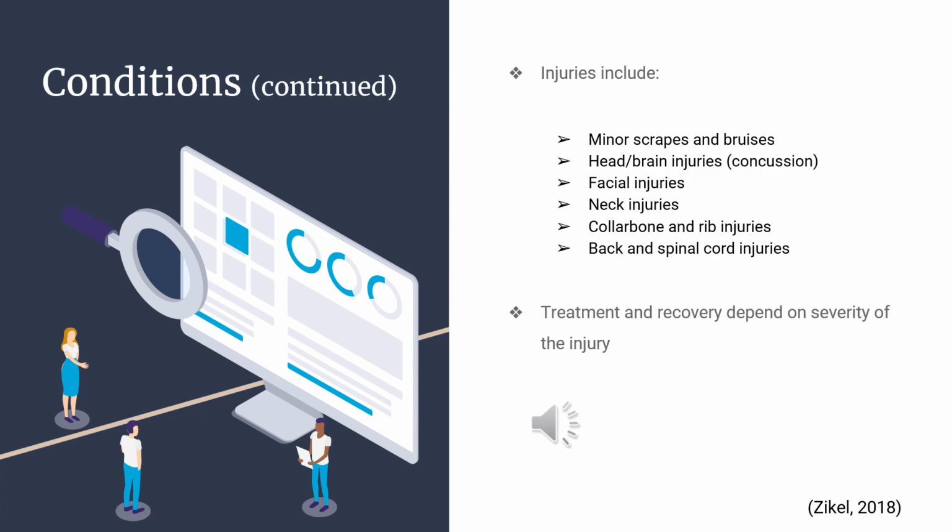These symptoms can also be indicators for more serious injuries one can suffer. Types of injuries can include minor scrapes and bruises, injuries to the head, brain, face, neck, collarbone and ribs, back and spinal cord, as well as internal injuries and lower extremity injuries. Treatment and recovery after injuries also differs depending on the body part and severity.